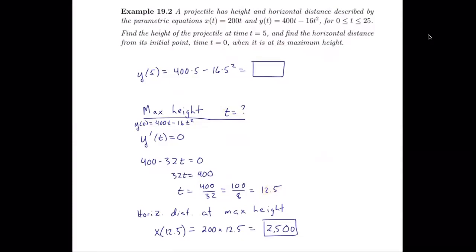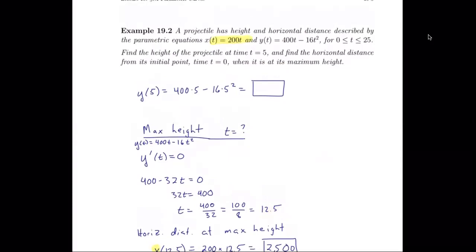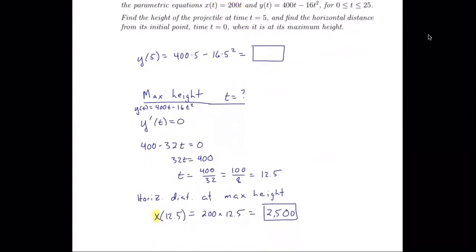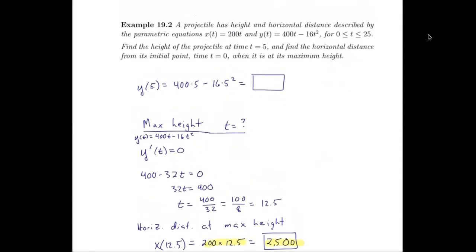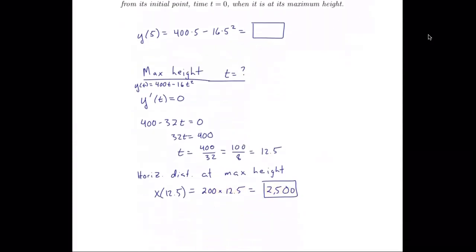Now it's easy to determine what the horizontal distance is because the function x of t is telling us how far this thing travels horizontally. So x of t, we just plug in x of 12.5, and that's 200 times 12.5 to get 2,500. Is there a unit to this? Maybe it's just 2,500. They don't give us any units. So yeah, 2,500 units is what we'll say. It's a nice math problem. We don't care about the units. We just want to do the mathematical components of it.